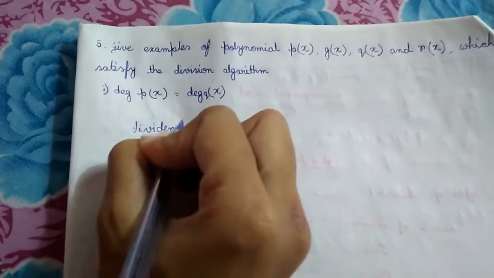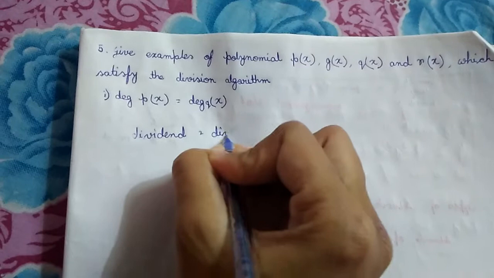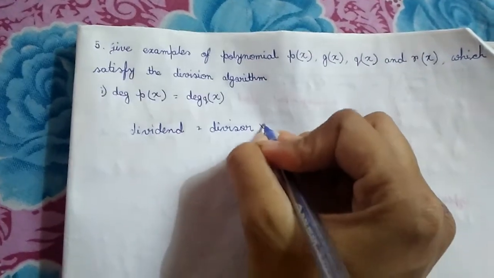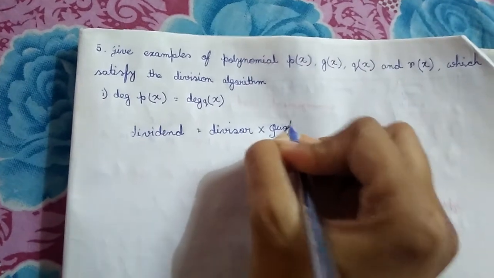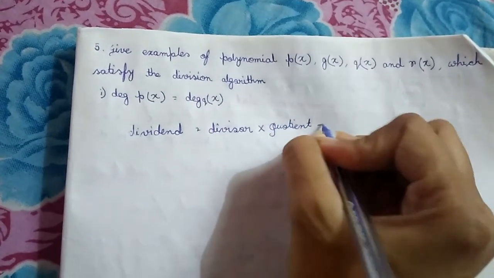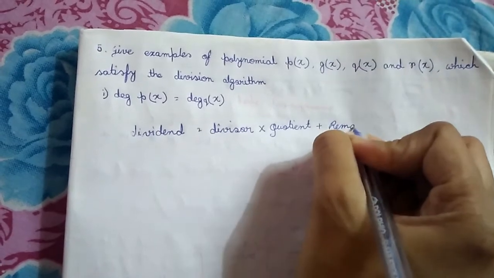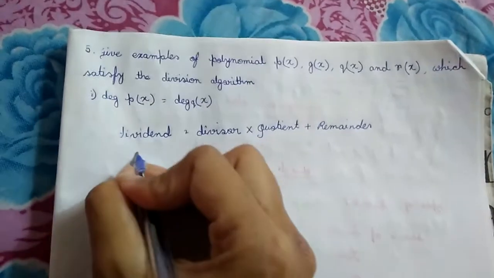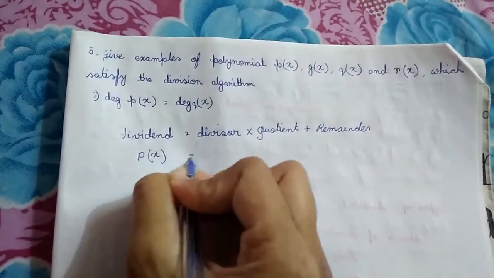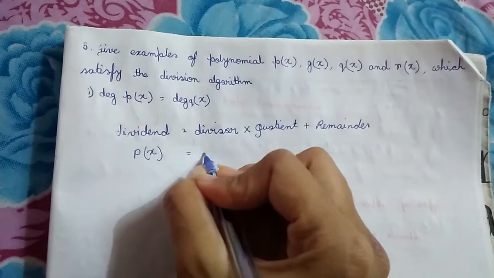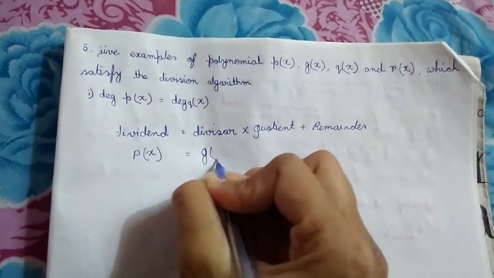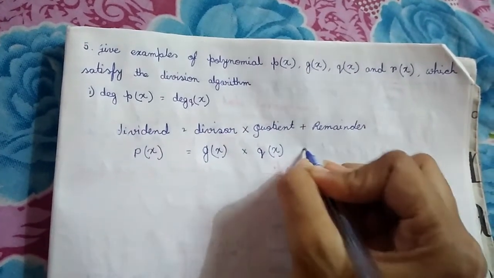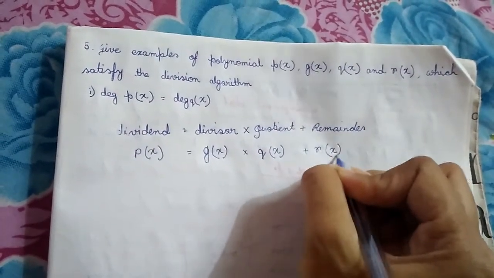That is, dividend equals divisor into quotient plus remainder. And from this we can write p(x) as the dividend, g(x) as the divisor, quotient q(x) and remainder r(x).